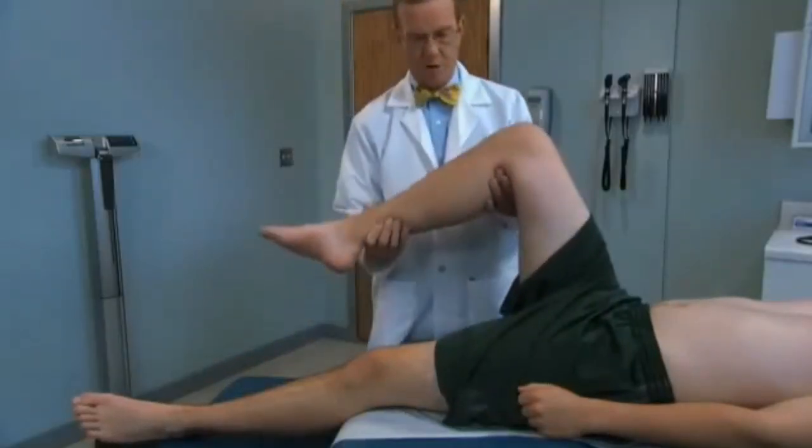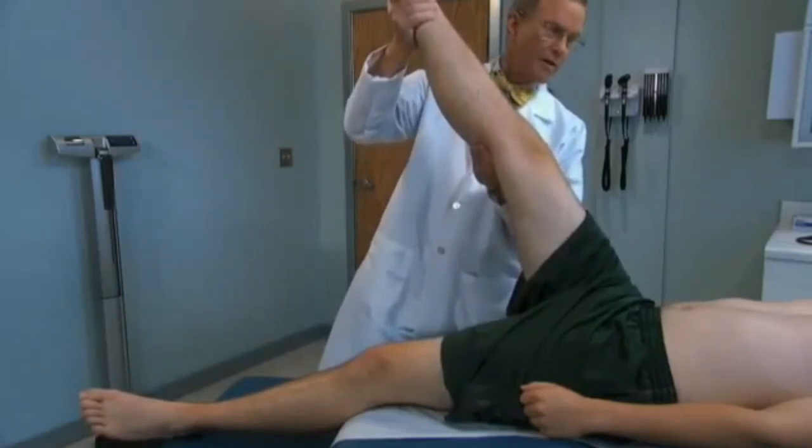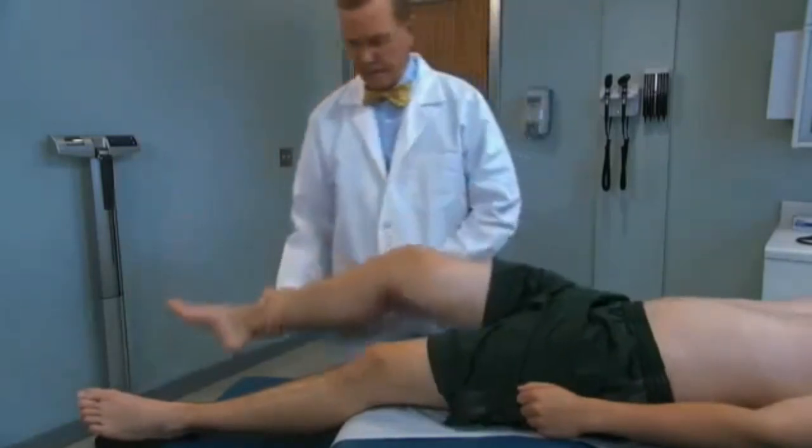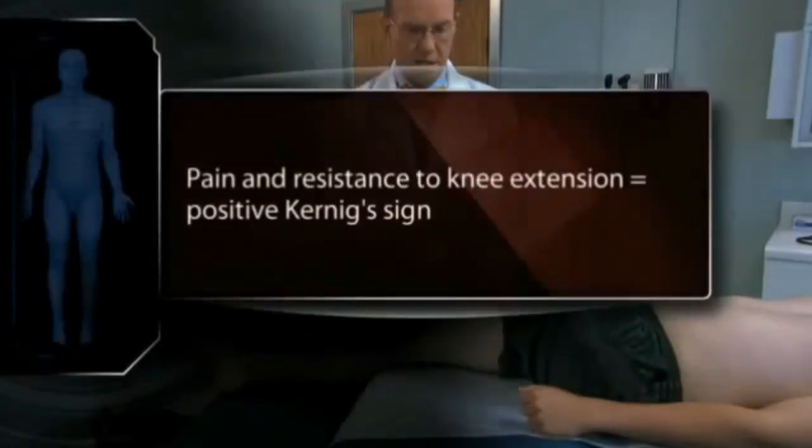Flex one of the patient's legs at the hip and knee and then straighten the knee. This action normally produces discomfort behind the knee during extension, but should not cause pain. Pain and resistance to knee extension is a positive Koenig's sign.